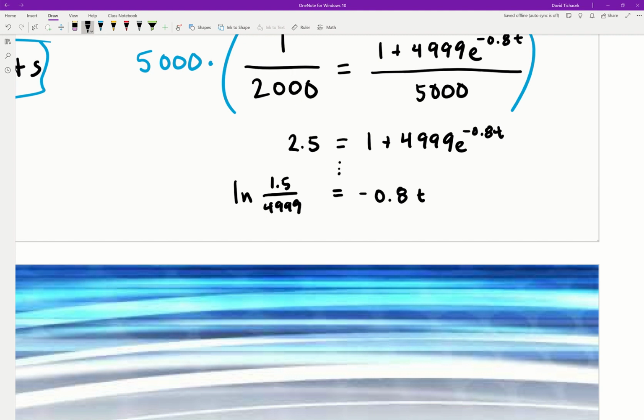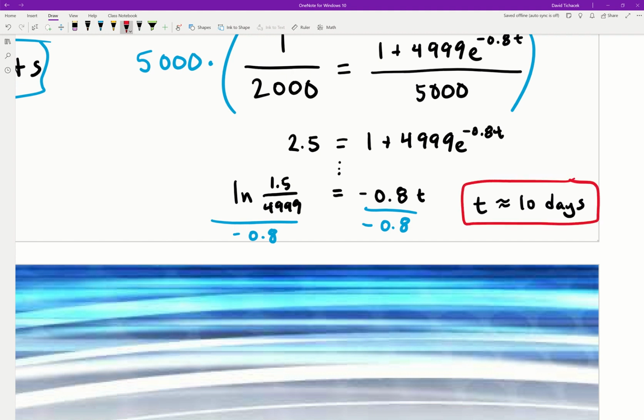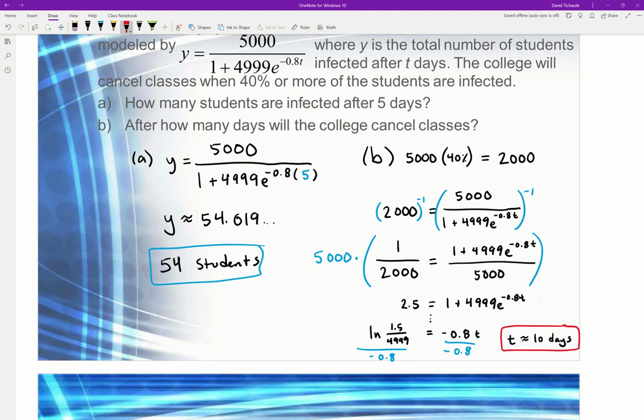Okay, in which case you could simply divide both sides by that negative 0.8, and you would get your final result after typing that whole thing into the calculator. So really relying on the calculator to get our responses here. What we're going to find is it's going to be about 10 days. Okay, so again, being able to get your answer and then interpret that within the context of the problem is very, very important for a word problem.